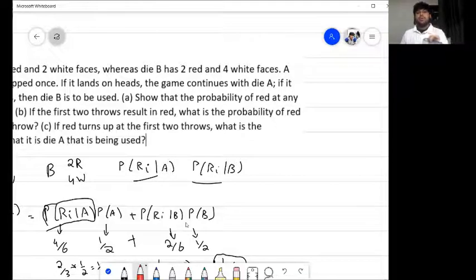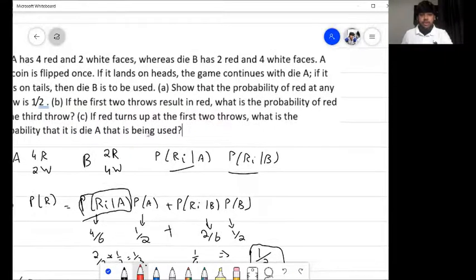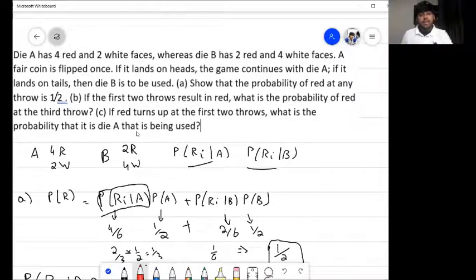can anyone tell me what's the conditional term that we're supposed to write there? Like what the question is asking us for? I have it written down, but just want your feedback as well. Like, what's the conditional term that this question is asking us for? I'll state it again. If red turns up at the first two throws, what is the probability that it is die A that is being used?